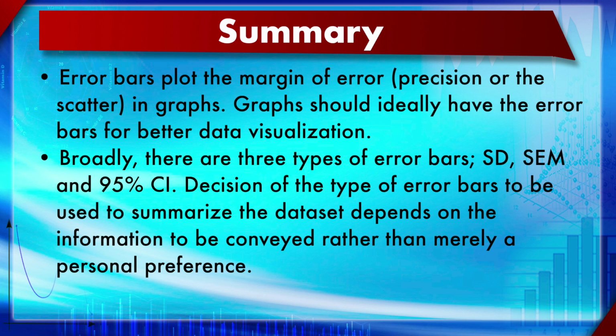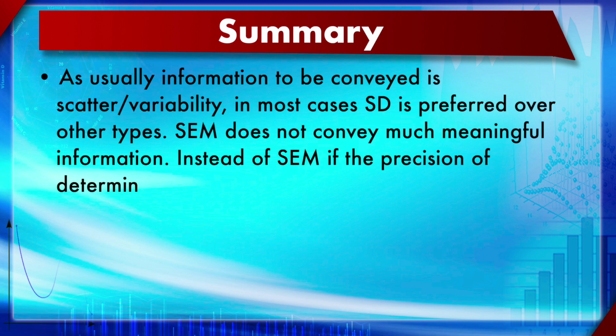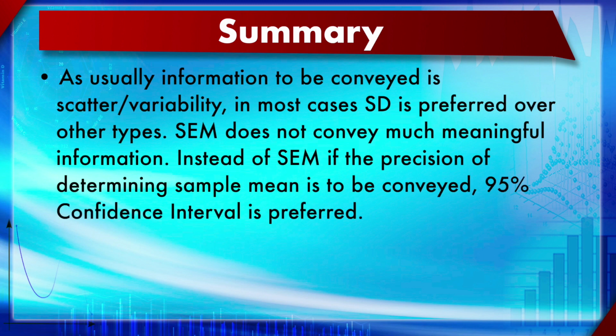Broadly, there are three types of error bars: standard deviation error bars, standard error of the mean, or 95% CI. The decision of the type of error bar to be used to summarize the data depends on the information to be conveyed rather than merely a personal preference. Usually the information to be conveyed is a scatter or variability. In most cases, standard deviation is preferred over the other types.